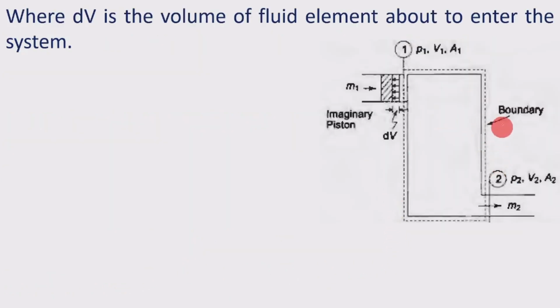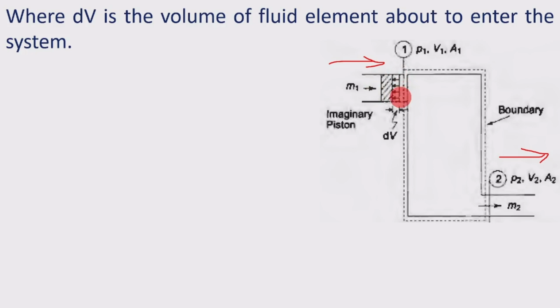And here we are going to take the open system, the system for which flow work is to be determined, right? Where a certain quantity of the fluid is entering the system, and a certain quantity is leaving the system. In a compressor, pump, blower, or a turbine, where the fluid enters and leaves, during that it does certain work. And there the work done we are going to find out. Where dV is the volume of the fluid element about to enter the system.